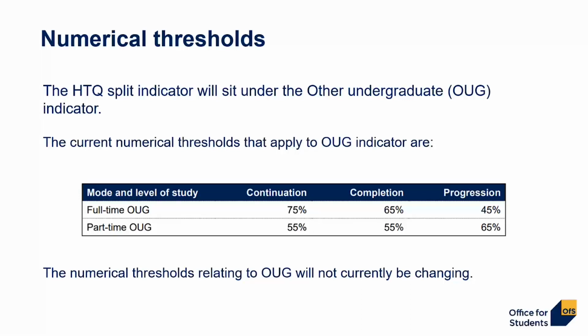The current numerical thresholds that apply to the other undergraduate indicator are for full-time other undergraduate students, 75% for continuation, 65% for completion, and 45% for progression. For part-time other undergraduate students, the numerical thresholds are set at 55% for continuation, 55% for completion, and 65% for progression. We want to ensure the numerical thresholds are appropriate and therefore they will not currently be changing.